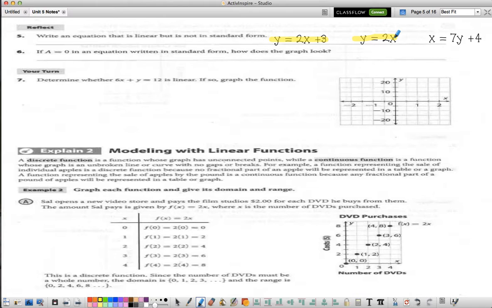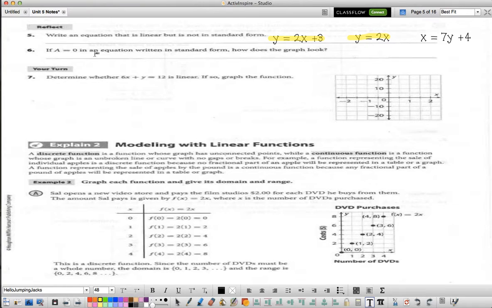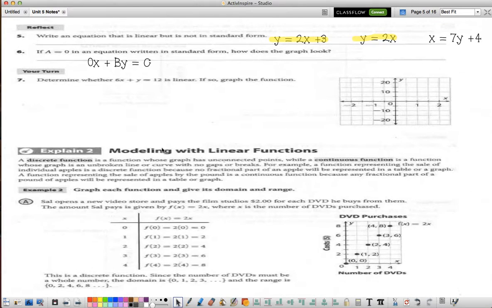Now in this case, if a were equal to 0 in an equation written in standard form, how does the graph look? Right, so I want you to actually take a look at this and think about that a little bit. So what they're saying is, if a is what's connected to x plus b times y is equal to c. So I want you to actually plug some numbers in here and take a look at what your graph would look like if this were to happen, and we will be discussing that more in class.